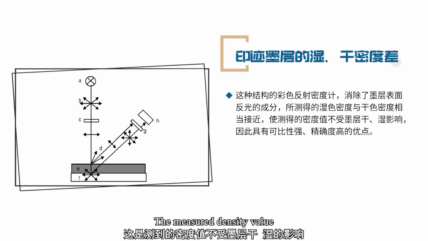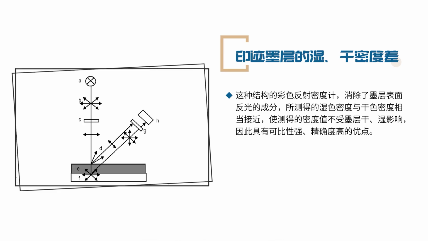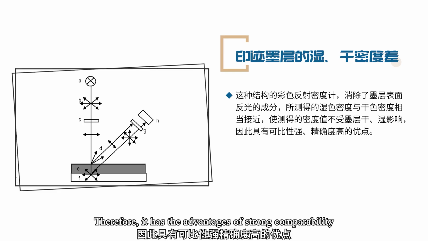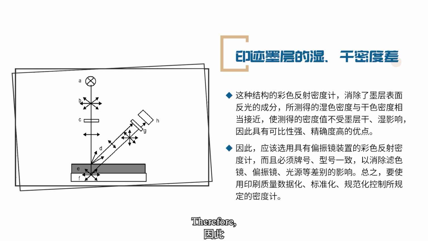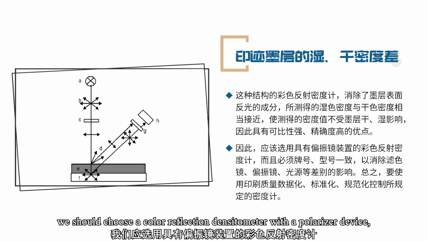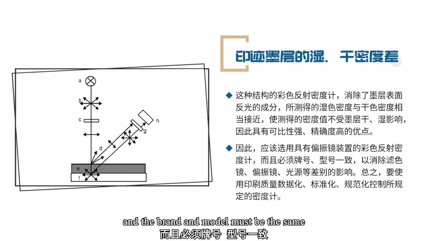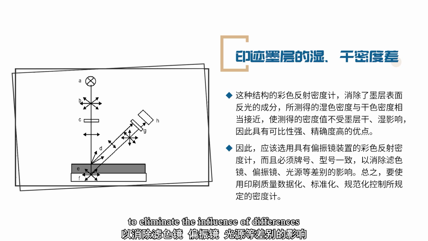The measured density value is not affected by the wet and dry states of the ink film. Therefore, it has the advantages of strong comparability and high precision. This is the commonly used measurement mode M3 in density measurement. Therefore, we should choose a color reflection densitometer with a polarizer device, and the brand and model must be the same, to eliminate the influence of differences such as color filters, polarizers, and light sources.